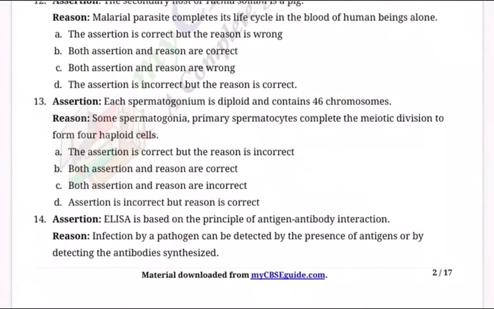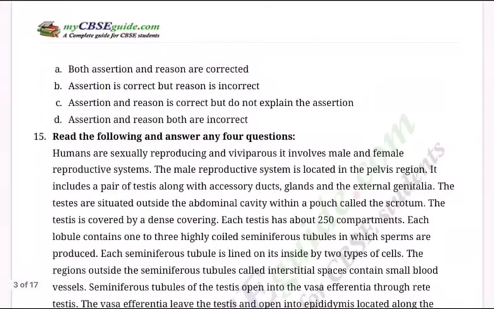Question number 14. Assertion: ELISA is based on the principle of antigen-antibody interaction. Reason: Infection by a pathogen can be detected by the presence of antigens or by detecting the antibodies that are synthesized in the blood. A. Both assertion and reason are correct. B. Assertion alone is correct but reason is incorrect. C. Assertion and reason are correct but reason doesn't explain the assertion. D. Assertion and reason both are incorrect.